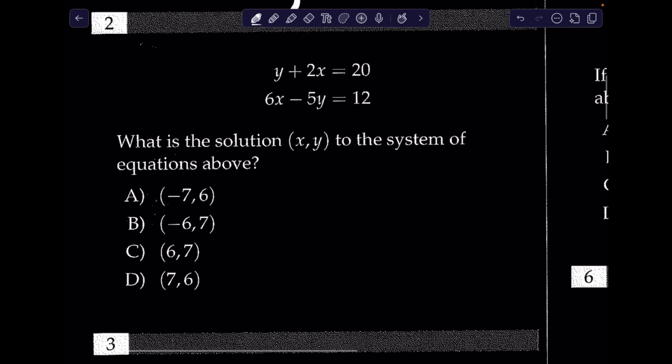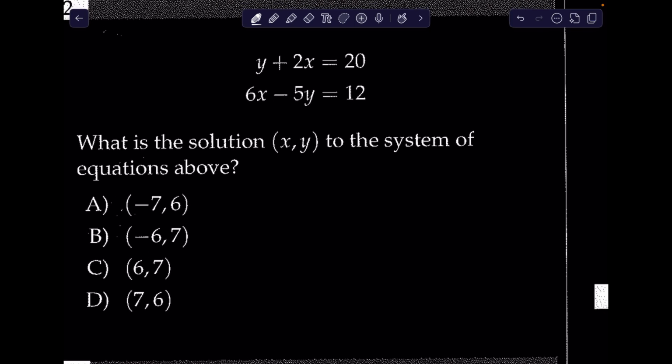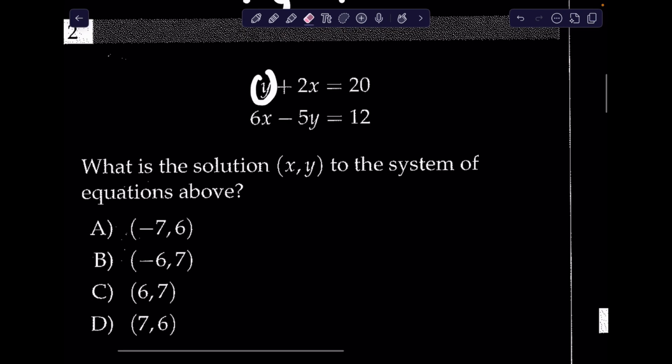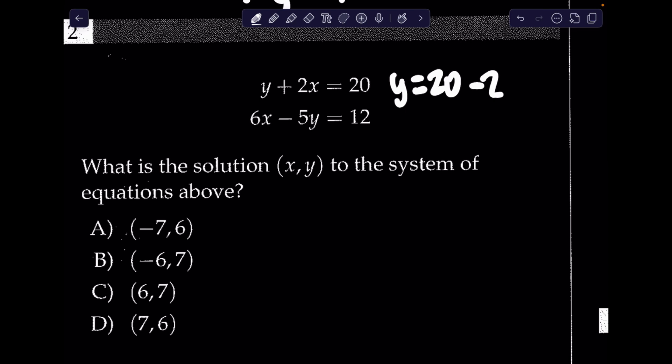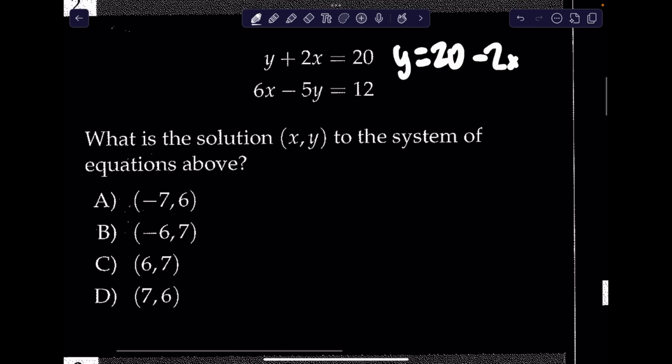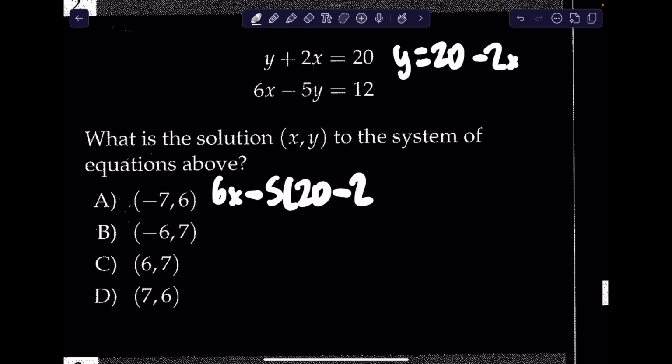So here, we have two options. We could either do substitution or elimination. And I think here it'd be simplest to do substitution one more time. So we can change this one because this y is already 1. We can change it to y equals 20 minus 2x. And now we plug this y into that y right there. So that becomes 6x minus 5 times (20 minus 2x) equals 12.